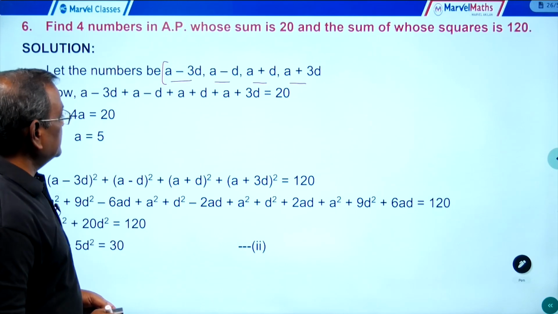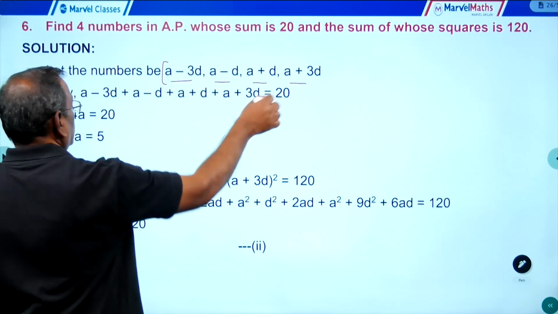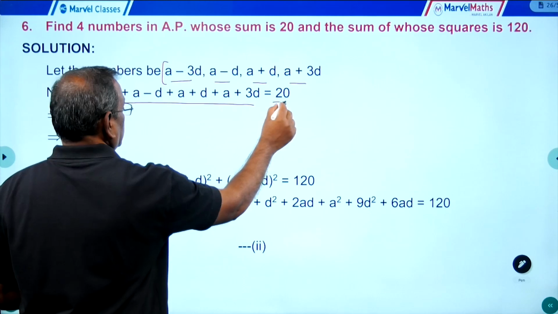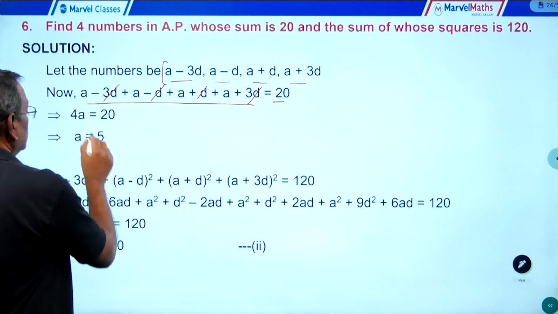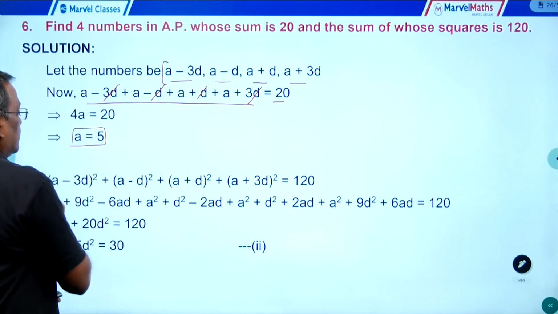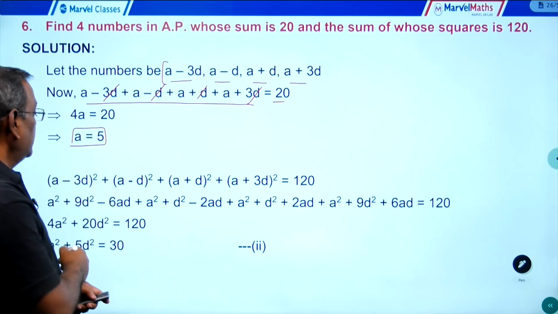The first condition is that the sum is 20. If you add all the 4 numbers, the sum equals 20. Minus 3d plus d minus d plus 3d cancel, so 4a equals 20, a equals 5.